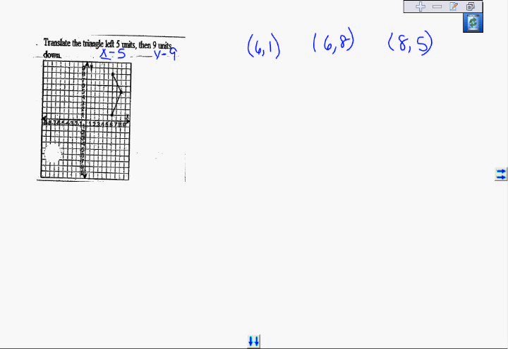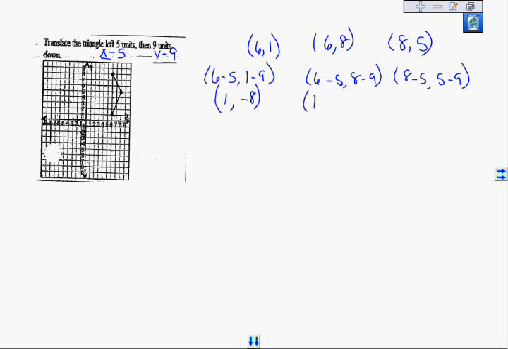I'm going to take all of my x's and subtract 5. 6 minus 5, 6 minus 5, 8 minus 5. Then I'm going to take all my y's and subtract 9. 6 minus 5 is 1. 1 minus 9 is -8. 6 minus 5 is 1. 8 minus 9 is -1. 8 minus 5 is 3. 5 minus 9 is negative 4.